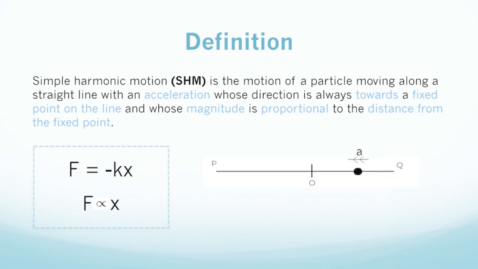Simple harmonic motion is the motion of a particle moving along a straight line with an acceleration whose direction is always towards a fixed point on the line and magnitude is proportional to the distance from the fixed point.